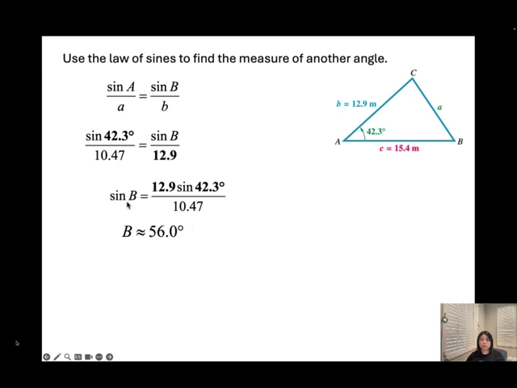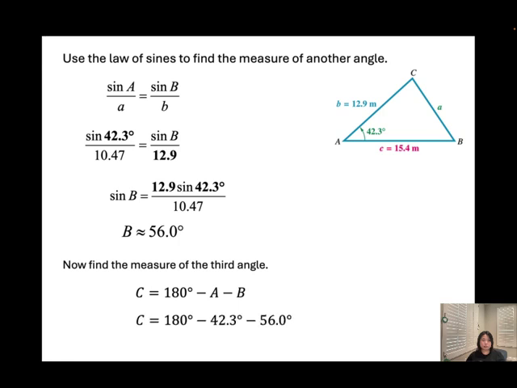You may ask, since sine B is between 0 and 1, do we need to calculate another angle? The answer is no, because you know B won't be an obtuse angle. So we only have one angle B here. That's the reason why we use the law of sine to find the angle B instead of the angle C. So we know angle A, angle B. Now we want to find the angle C here. Plug it in. You should get C equal to 81.7.